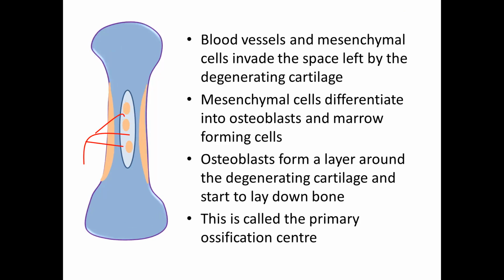Blood vessels and mesenchymal cells invade the space left by the dying cartilage cells in the center of the shaft. These mesenchymal cells differentiate into osteoblasts and marrow-forming cells in the center of the shaft. The osteoblasts form layers around the degenerating cartilage and start to synthesize and lay down bone. This area is now called the primary ossification center. So, in long bones, the primary ossification center is in the shaft of the bone.